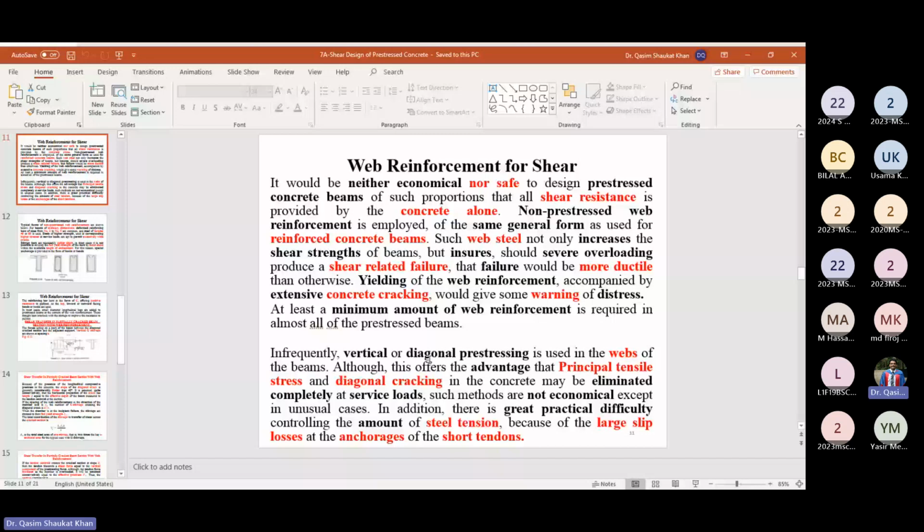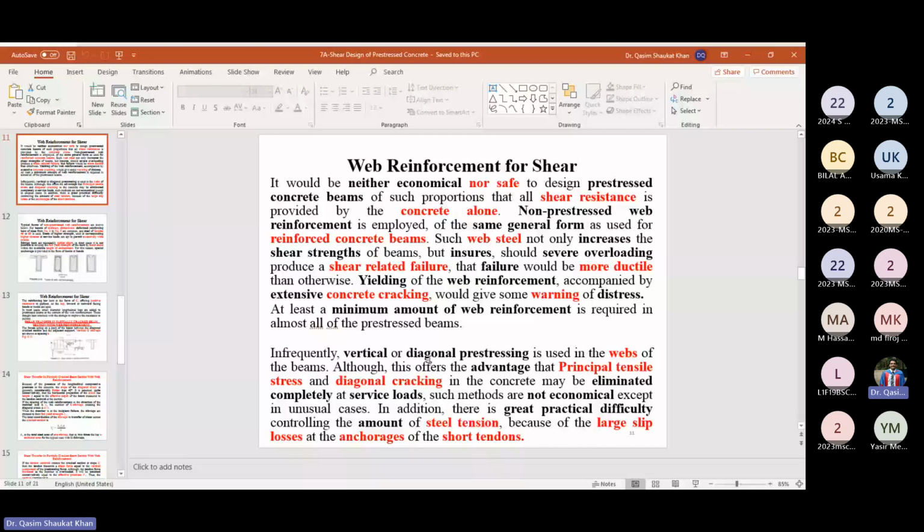Thirdly, the immediate losses, particularly the large slip losses at the anchorage, and you can say anchorage and friction losses at the start will be large. So practically it is not possible to provide vertical or diagonal pre-stressing.